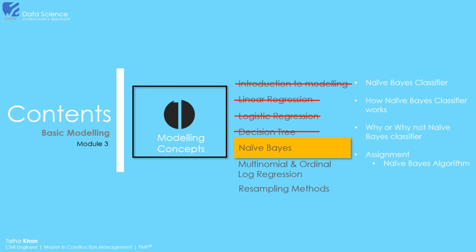So first we will see what is a naive Bayes classifier, then how naive Bayes classifier works, then we'll see why or why not this classifier is to be used, and then as usual we'll do an assignment on it. So without further ado, let's see what is naive Bayes algorithm.